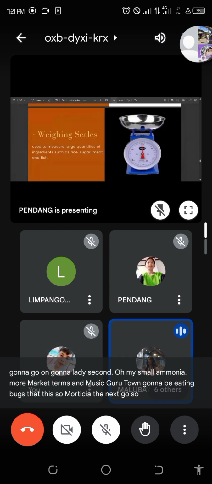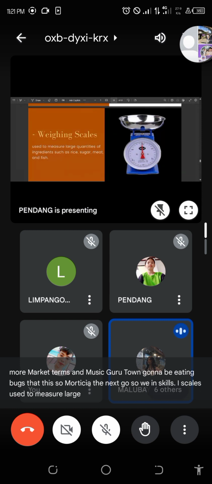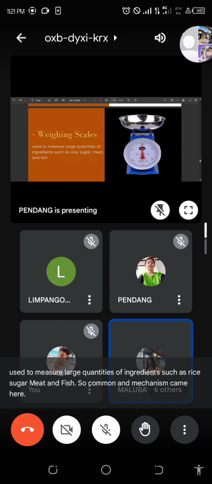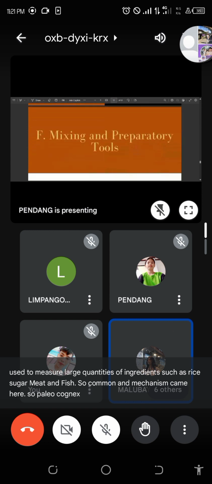So, weighing scales. Used to measure large quantities of ingredients such as rice, sugar, meat, and fish. These are very common. We see them used for weighing rice by the kilo. So, next.